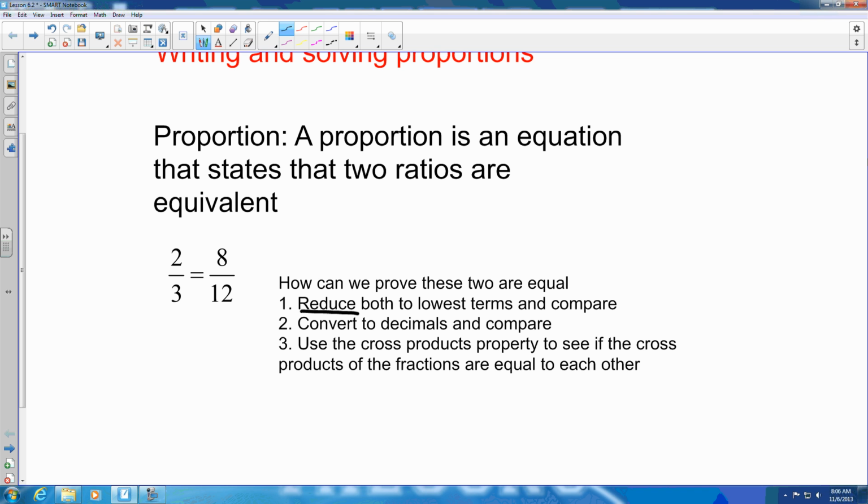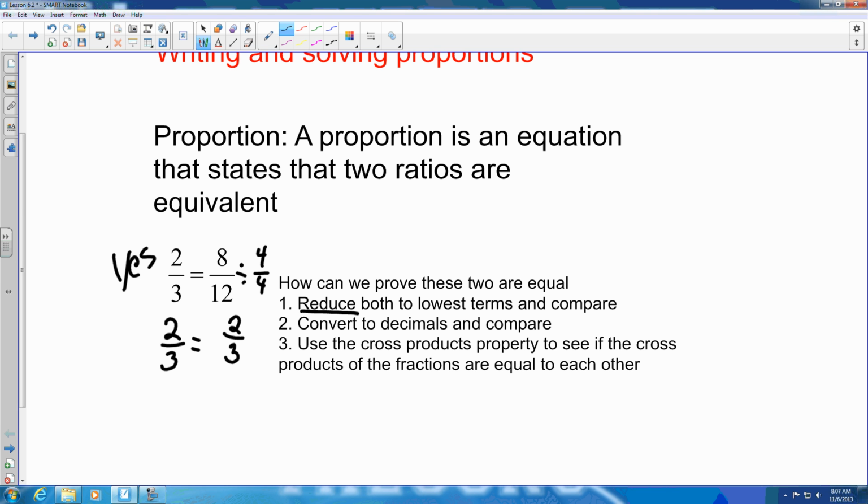I look at 2/3, and that is in lowest terms, so I'm just going to leave it as 2/3. And I can divide both 8/12, the top and the bottom, by 4. So 8 divided by 4 is 2. 12 divided by 4 is 3. I can compare them. They're both 2/3. I can say yes, that these are, in fact, proportional.